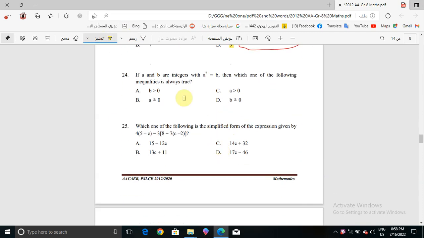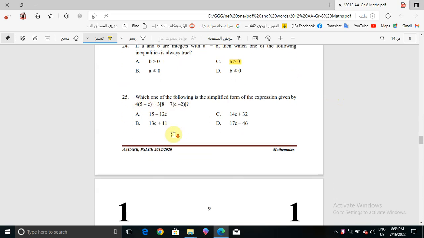Okay, in question number 24, if a and b are integers with a squared equal to b, then which one of the following inequalities is always true? It will be that a is greater than 0. Okay, in question number 25, which one of the following is a simplified form of the expression 4 times (5 minus c) minus 3 times (8 minus 7 times (c minus 2))?